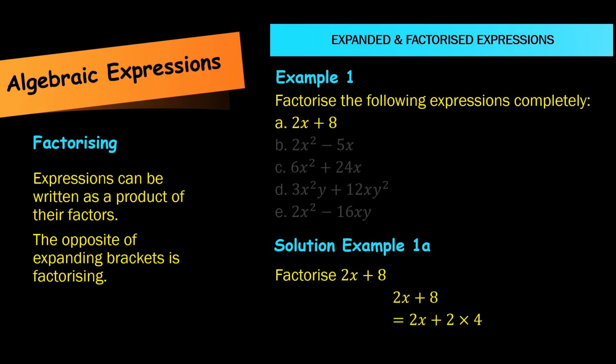Express each of the terms in the expression as factors and then find factors which are common to each term. 2x can be left as it is, and 8 can be expressed as 2 times 4. The value 2 is common to both terms, so we can factorise as shown.